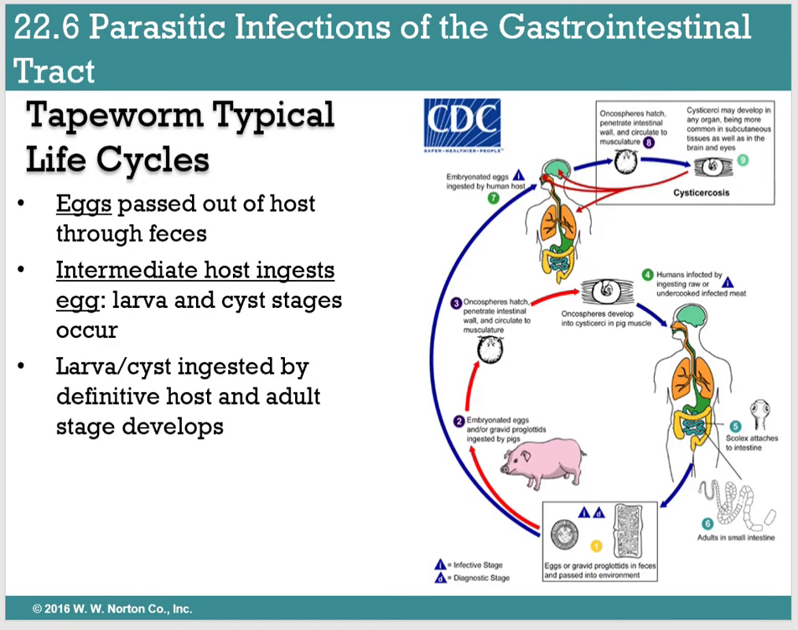So this is the general life cycle of a tapeworm. Like I said, I'm not too concerned about you knowing specifically each one, but I do want you to know the big bullet points that I have on the slides. So the eggs will pass through the host through fecal matter. And then what will happen is that the host will ingest those eggs and they will become larvae. And then those larvae will then be ingested by another host, and then the adult phase will start over again. It's a very, very simple life cycle for all of them.